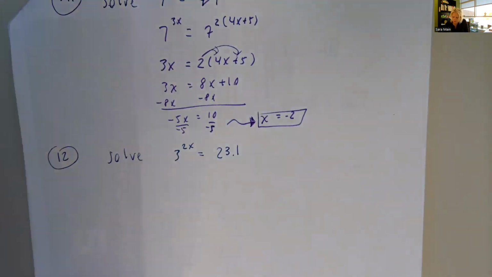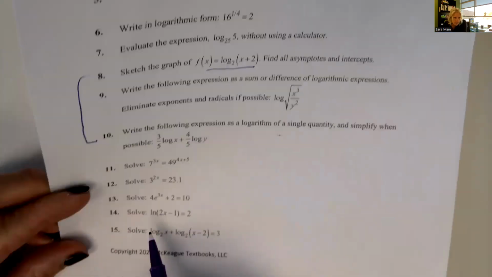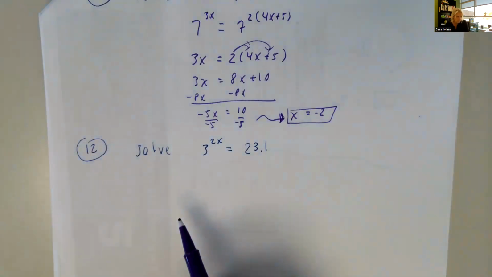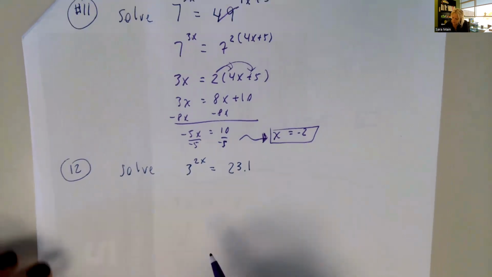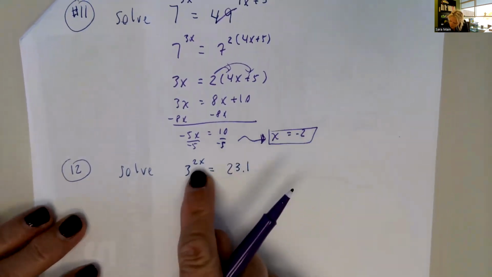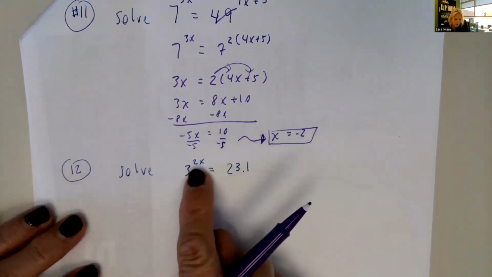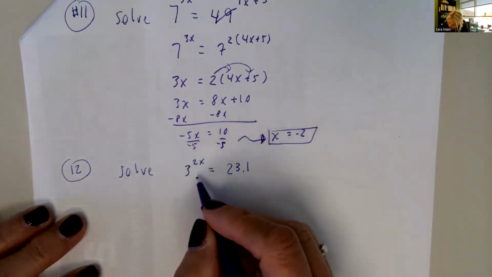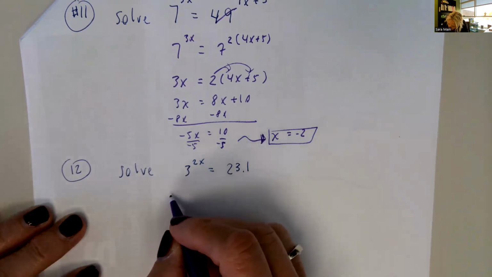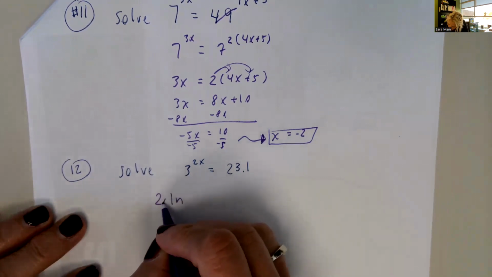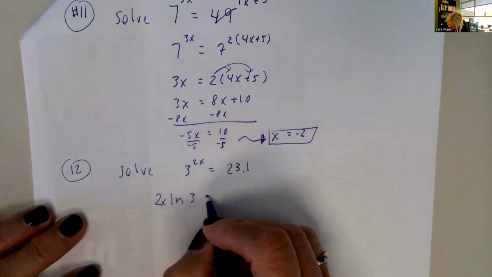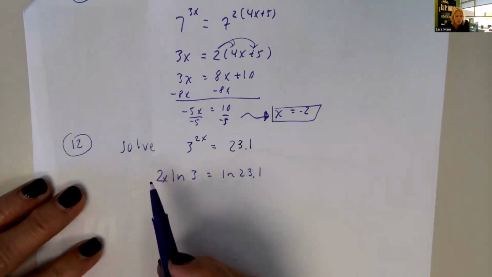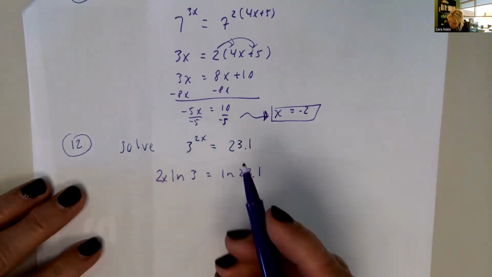Question number 12 is asking us to solve 3 to the 2x equals 23.1. So we need to solve for x. So I can either take the log of both sides or the natural log of both sides. And so I'm going to take the natural log of both sides. So if I take the natural log here, 2x comes down in front. Take the natural log there. I'm going to worry about evaluating the natural logs here in just a moment.